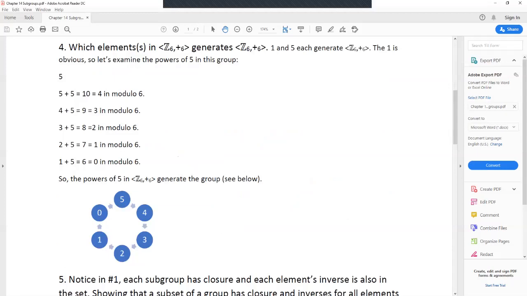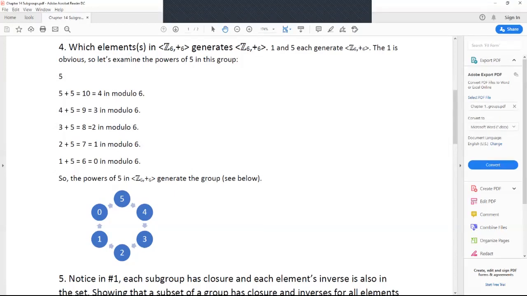Problem number 4. Which elements in Z6 generate Z6? Well, the answer to that is 1 and 5. 1 and 5 are generators for Z6. 1 is obvious, so let's look at 5. Why does 5 generate Z6?